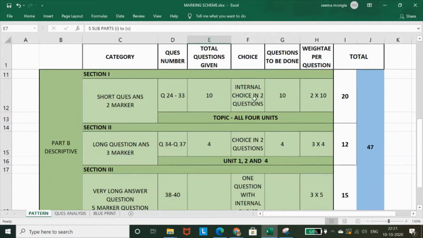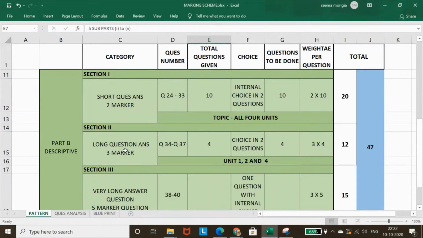But yes, there is a little relief to you. Out of these 10 questions, there will be 2 such questions which will be having an internal choice. That means within a question, there will be 2 parts, out of which you are expected to do only 1 part. So internal choice only in 2 questions will be given. Rest 8 questions will not be having any choice. Each question, 24 to 33, 10 questions, all of them are compulsory. So that comes out to 20 marks in part B.